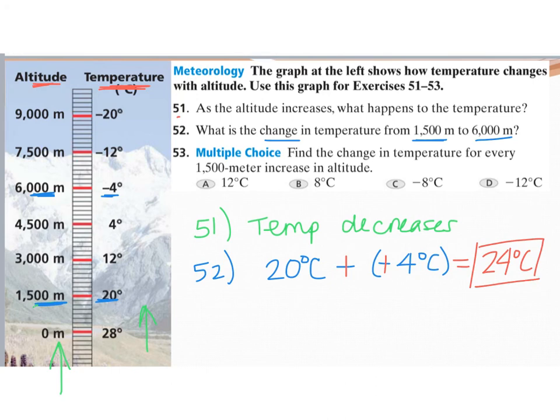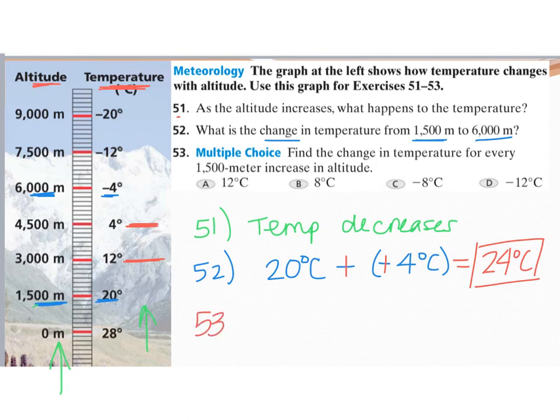And finally, for part 53, it says find the change in temperature for every 1,500 meter increase in altitude. So it doesn't specify which two to look at, so you can go ahead and pick any two increments that you choose. So let's go from 3,000, which is right here, to 4,500, which is right here.